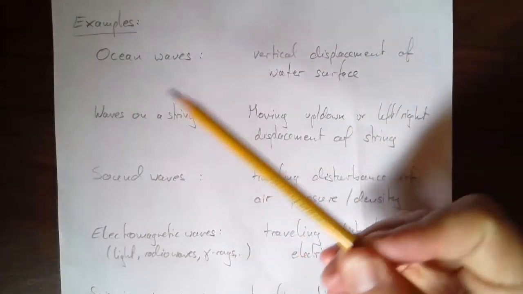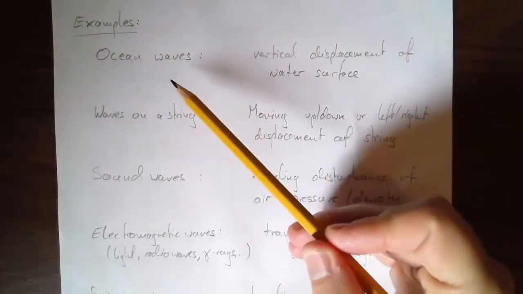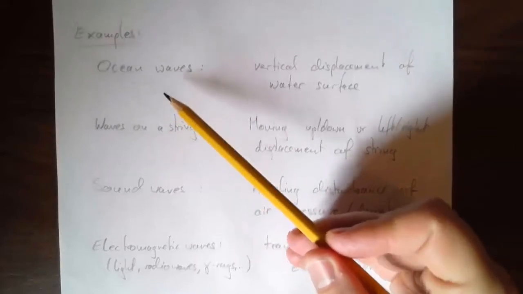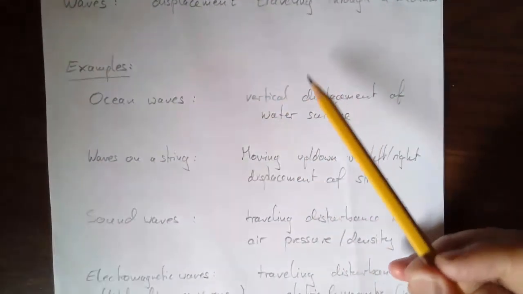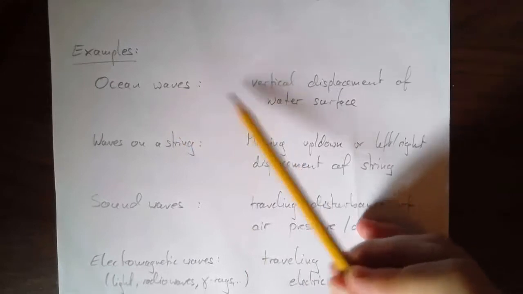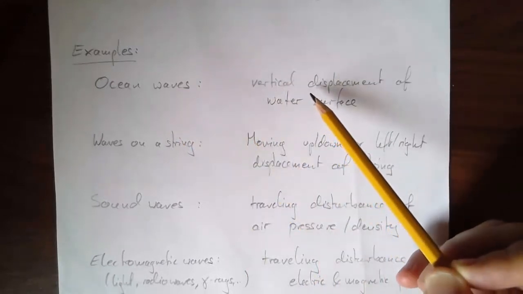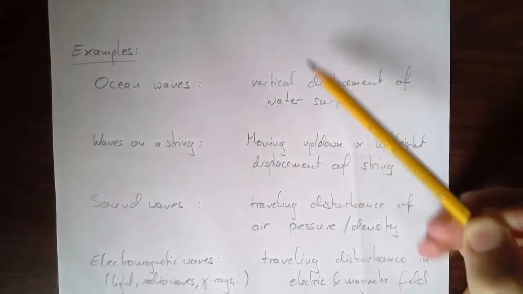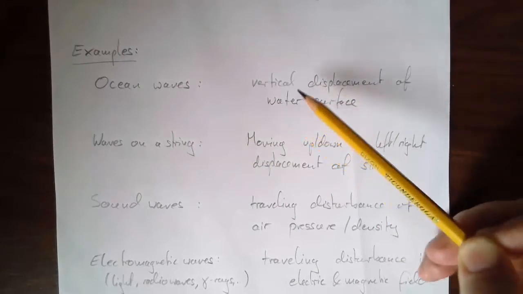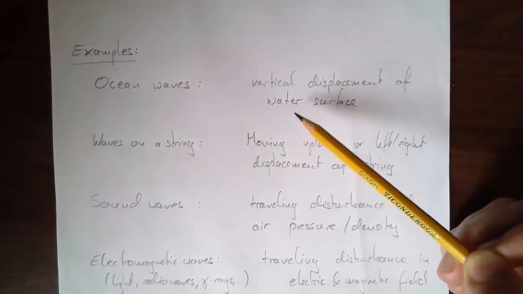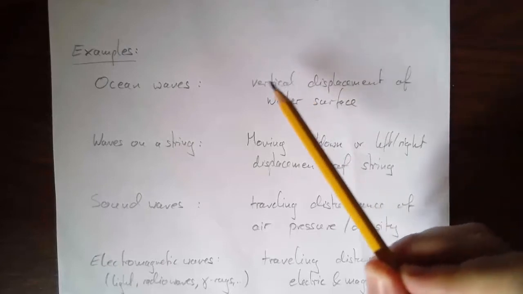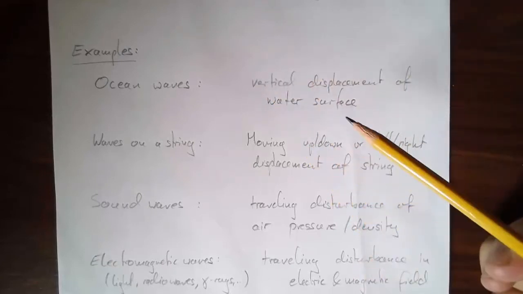Ocean waves, right? Or any type of water waves. What's this displacement in that case? Well, the thing that's getting displaced is the surface of the water. It's going up, down, right? So it's vertically displaced, but this vertical displacement is moving sideways across the ocean.